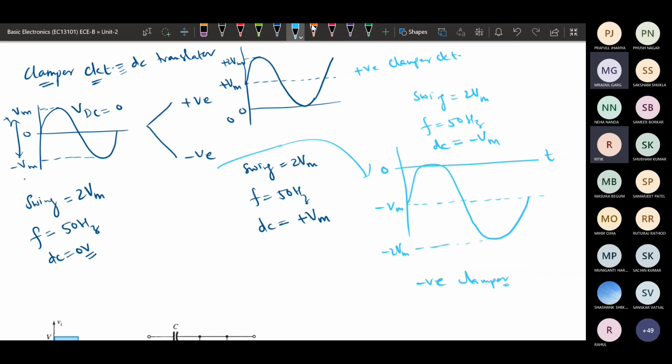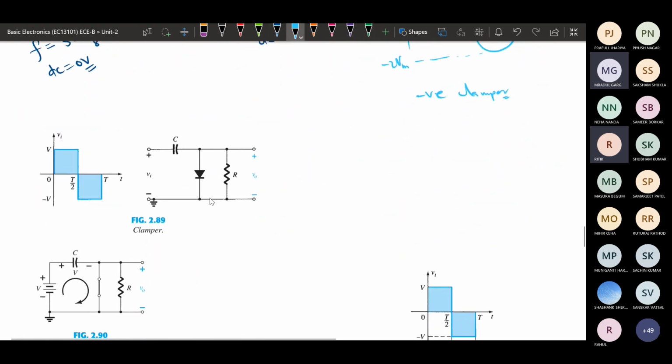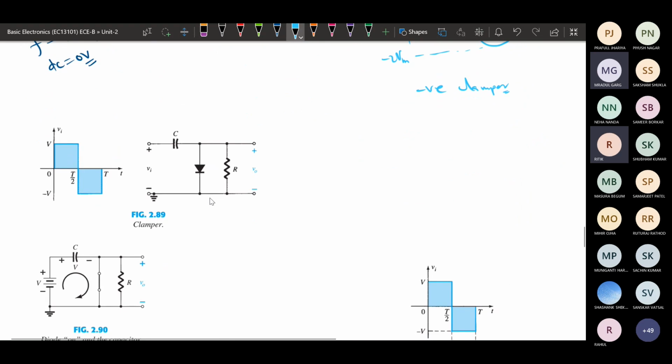Okay, so to realize this clamper circuit, basically we will be using capacitors along with the load resistance, or the resistance of the circuit that we are going to have. So it is divided into two different types, negative and positive clamper. So we will see how it is going to behave. Okay, so let's see a basic clamper circuit.